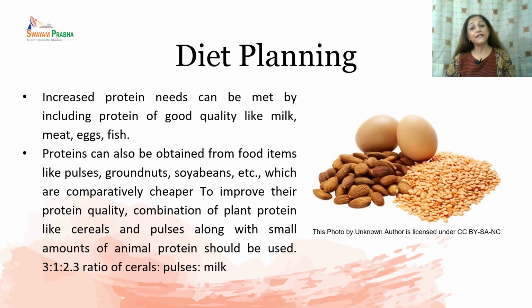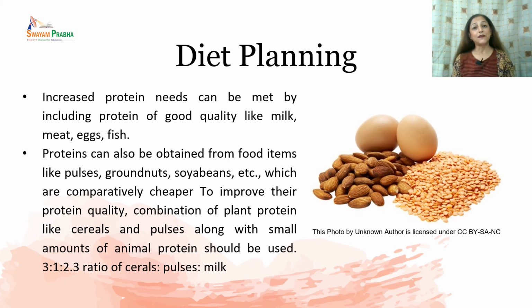As we know, a pregnant woman needs extra proteins. So these protein needs can be met by including proteins of good quality like milk, meat, eggs and fish. Protein can also be obtained from foods such as pulses, groundnuts, soybean, etc., which are comparatively cheaper sources of protein. To improve the protein quality, a combination of plant proteins like cereals and pulses along with a small amount of animal protein should be used.